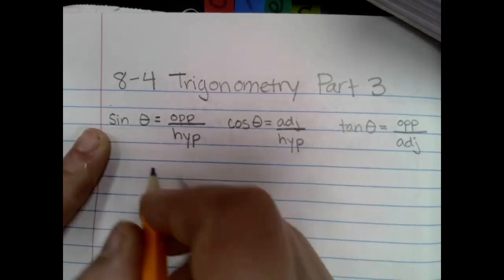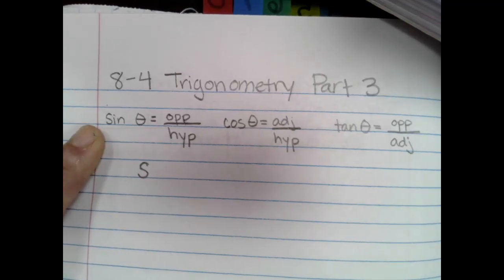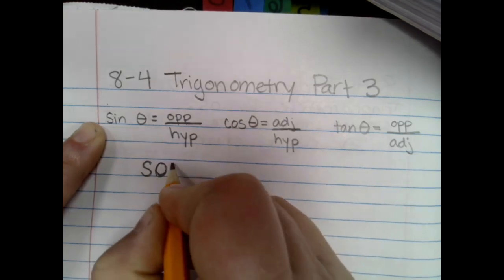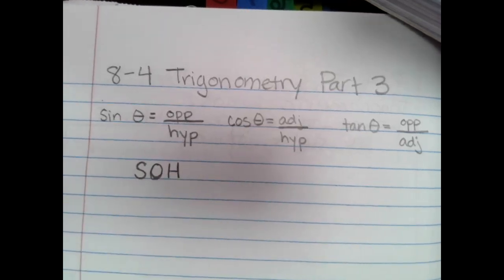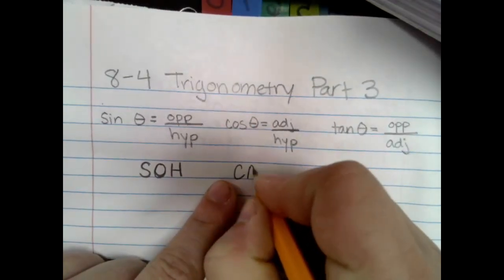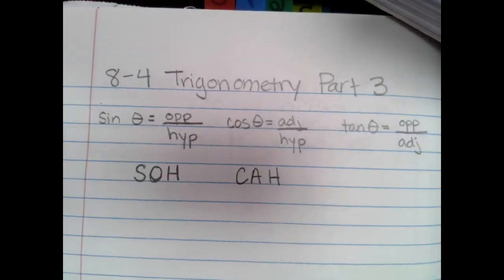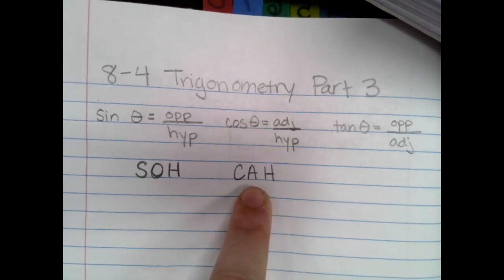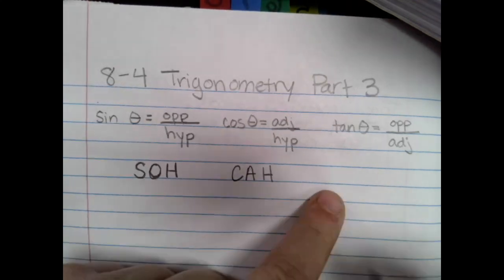SOH stands for sine, and sine is S. And then we spell it, S-O-H. What would the O and H stand for? Good. Opposite and hypotenuse. So you have SOH, and then it goes CAH, C-A-H. So CAH means cosine, and cosine is adjacent over hypotenuse.